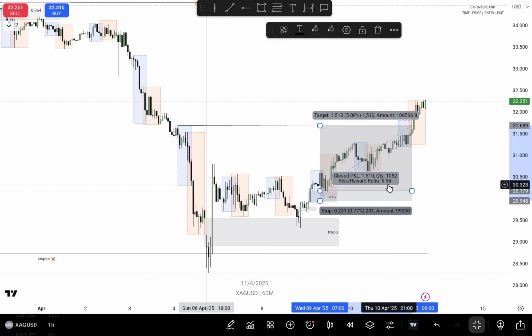This is 6R. If you're risking $100, you're getting $600 in return. If you're risking $10, you're getting $60 in return. If you're risking $1,000, you're getting $6,000 in return. If you're risking $100,000, you're getting $600,000. You're risking 1 million, you're getting 6 million. So that's how it is.